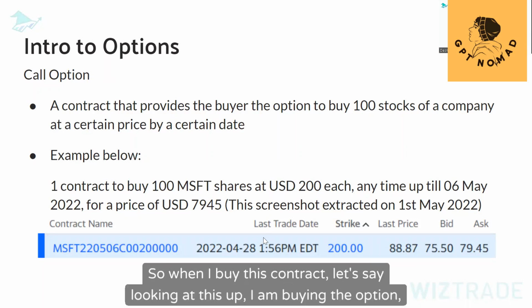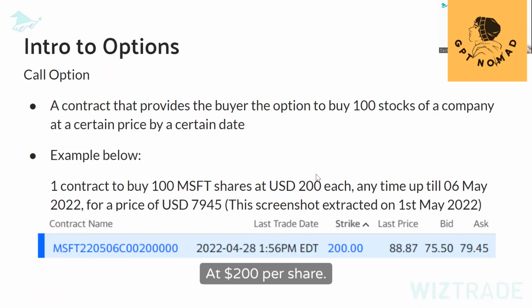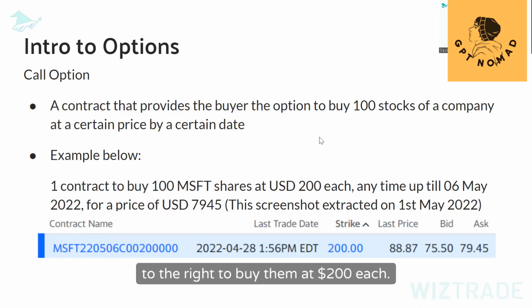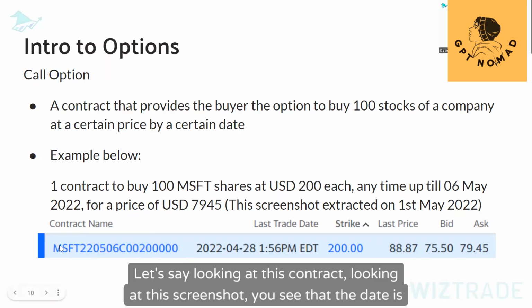So when I buy this contract, let's say I buy the option to buy 100 Microsoft shares, I get the right to buy them at $200 per share. So I will have the right to buy Microsoft shares at any time up to expiry, at $200 each. Let's say you get this contract. We see the screenshot.